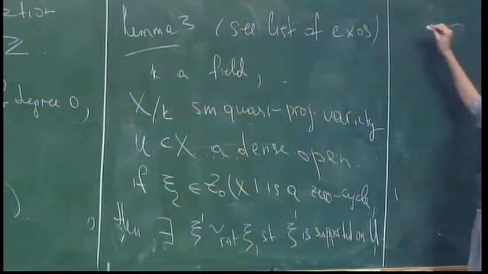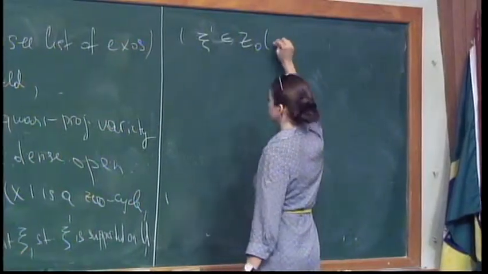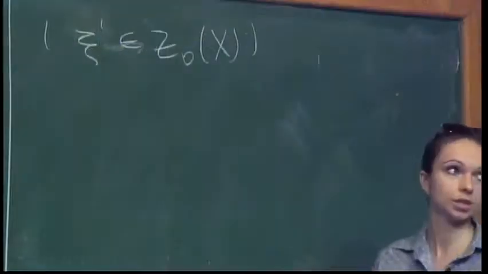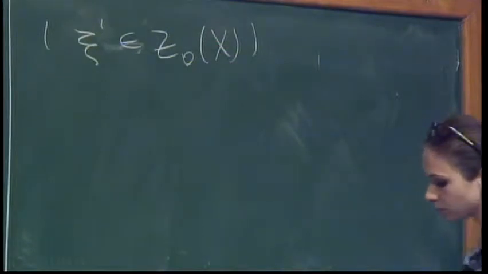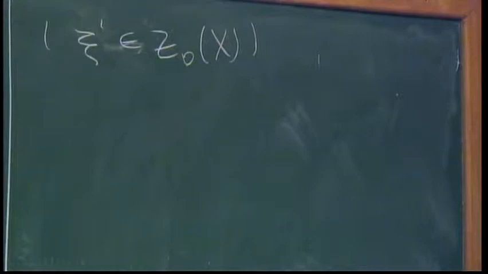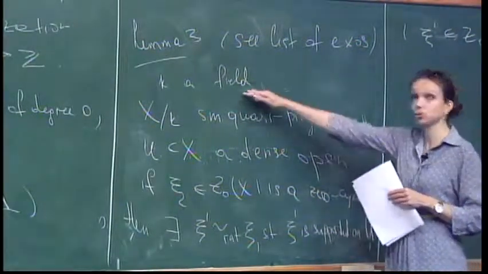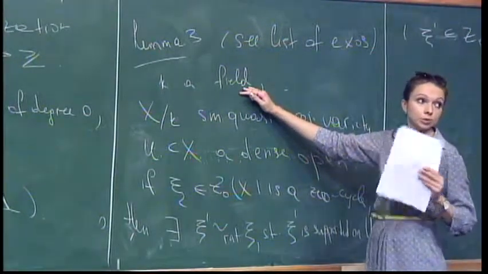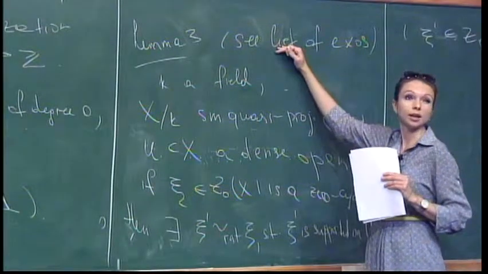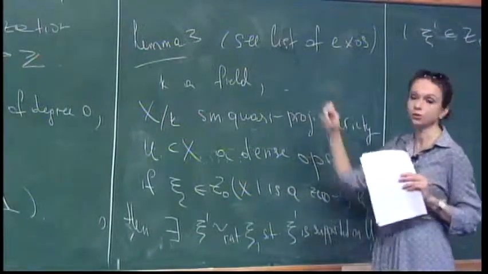So maybe if it's not clear, xi prime is still a zero cycle on X. Well, on X, but on U, depends how you see. So it is a zero cycle supported in U. Well, this is especially in the case where K is infinite, but you actually do not need this assumption. For infinite field, this is what I put in the exercises, and for finite field, it's more complicated, but it's still true.